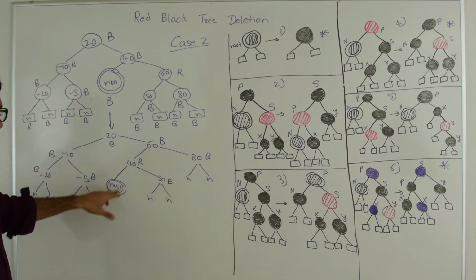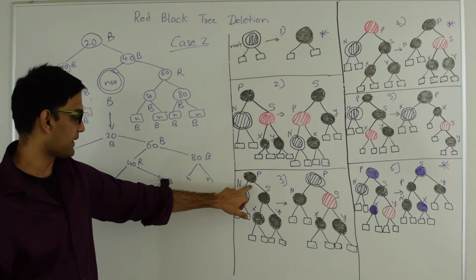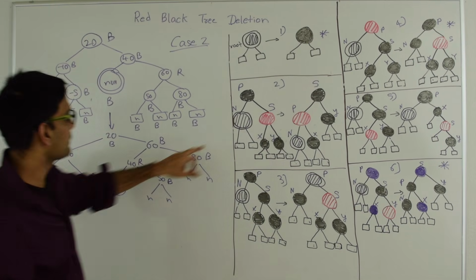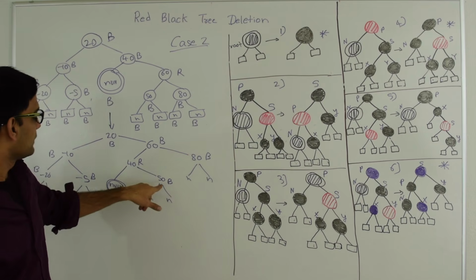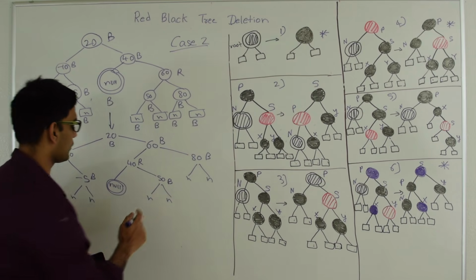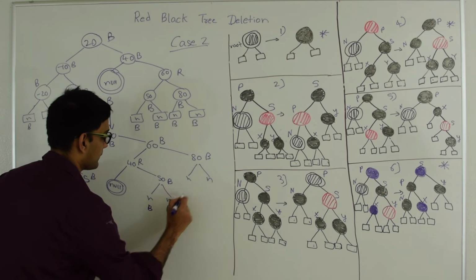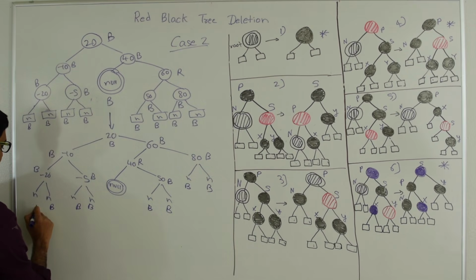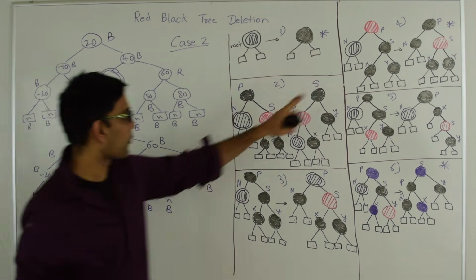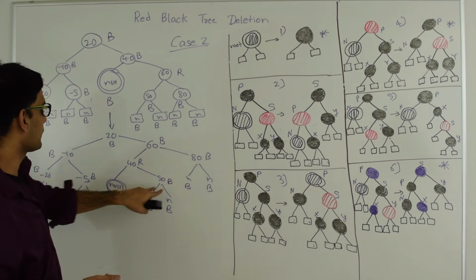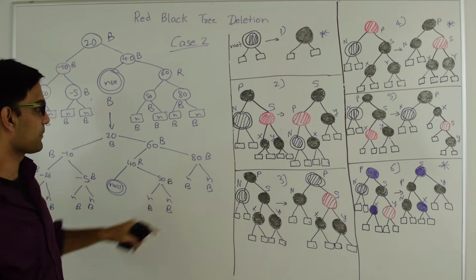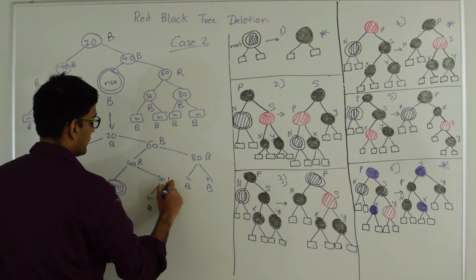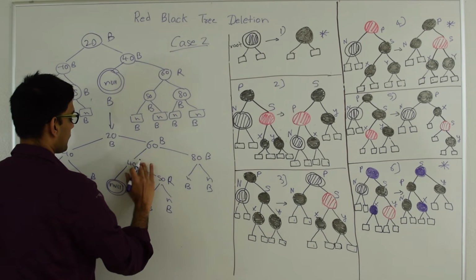Case 3 expects the parent to be black, but here the parent is red. So case 3 is not applicable. So we go to case 4: the parent of the double black node is red. The sibling is black and these two null nodes are black. All the null nodes are black. So case 4 is applicable. The parent is red in color, the sibling is black, and both the children are black.